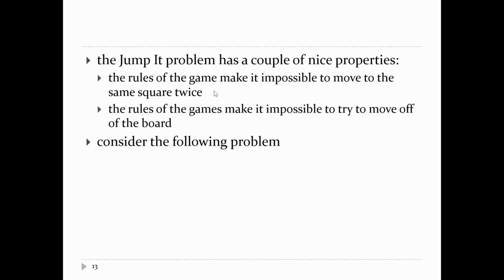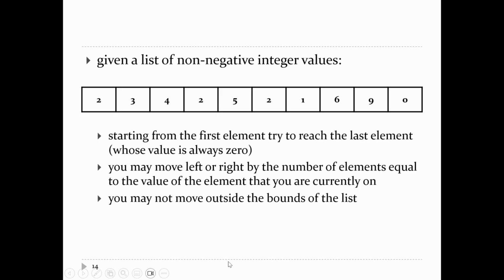Also, the rules of the game don't let you land on the same square twice, and that's also nice. So that's a nice feature. And finally, it's impossible to move off the board. There's no way that you can jump off the left or right-hand side of the board, and so that's also nice. What happens if you remove these two constraints?